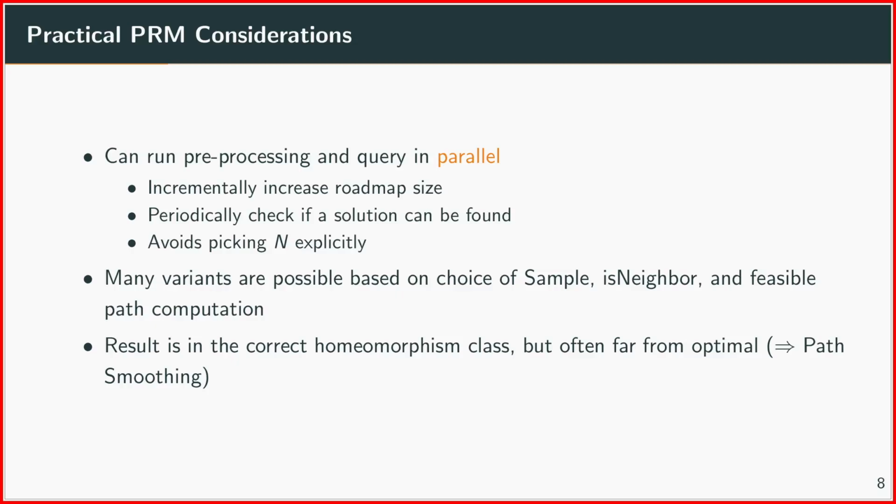And as we will see today, there are actually many variants of the probabilistic roadmap, because you can always choose how you sample points. There's also a choice of how you compute neighbors. And finally, there's also a choice of how you compute feasible paths for edges between configurations in your roadmap. And in the end, we will also see that the result is very often in the same homotopy class.